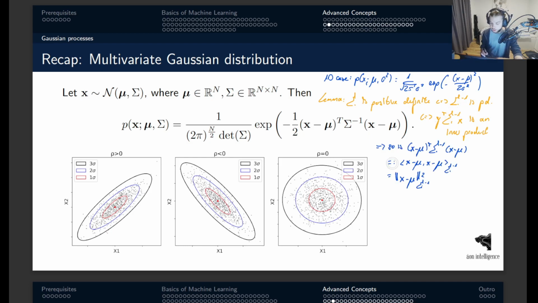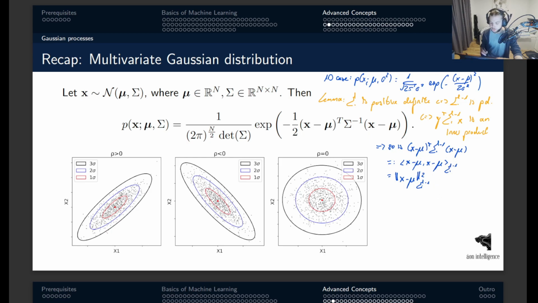Now, using this lemma, we have that this expression that we have in the exponential is also an inner product. So x minus mu transpose times the inverse of sigma times x minus mu, that expression is an inner product. And it's the inner product of x minus mu with itself, because we have x minus mu on both sides, and it is parameterized by the inverse of sigma.